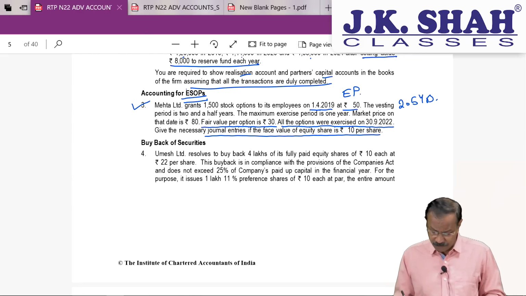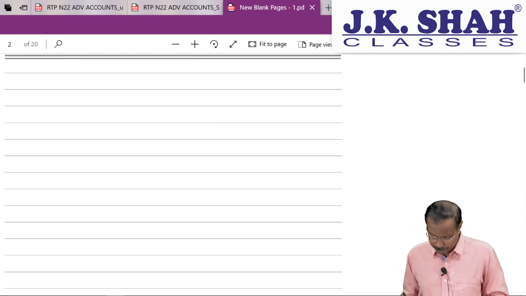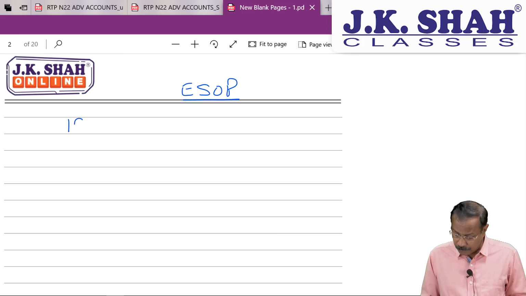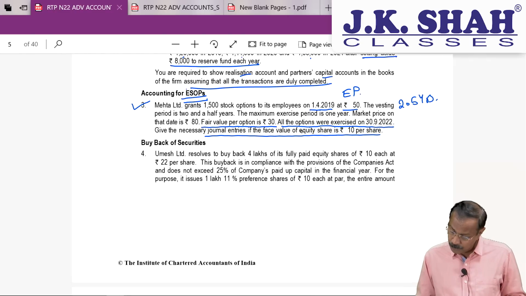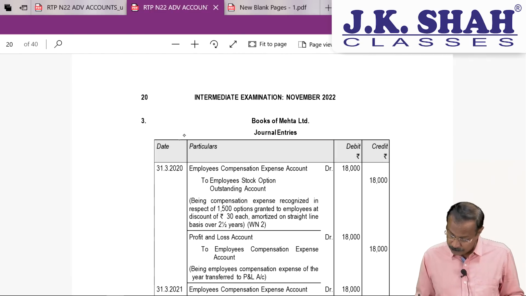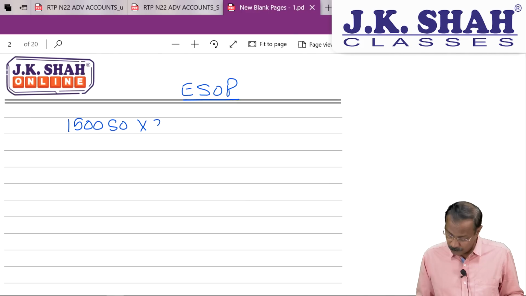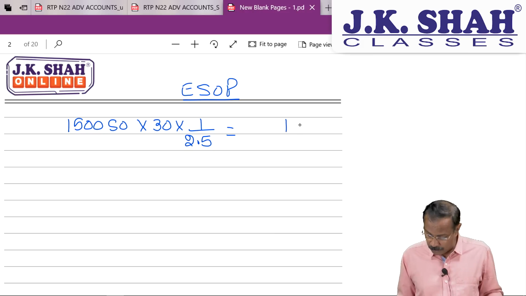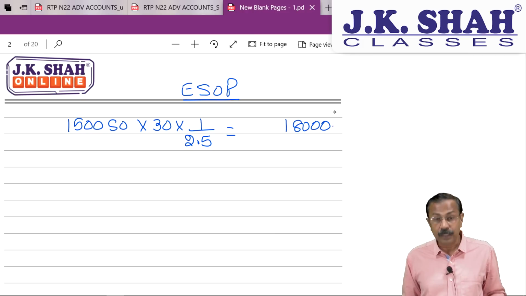Now, first calculate the expenses. Per year, 1500 stock options into 30 rupees into 1 upon 2.5. 1500 into 30 divided by 2.5. So per year expenses will be 18,000.